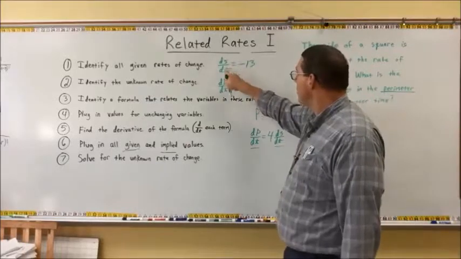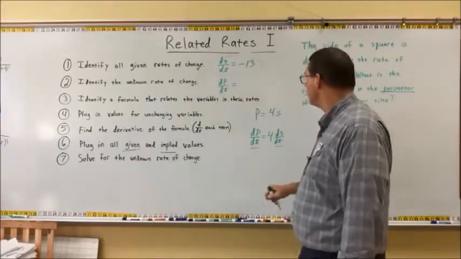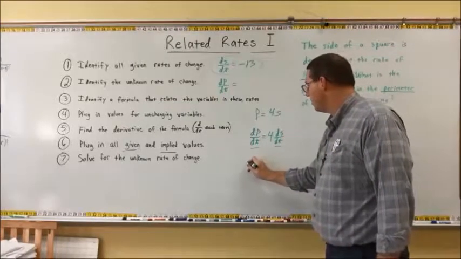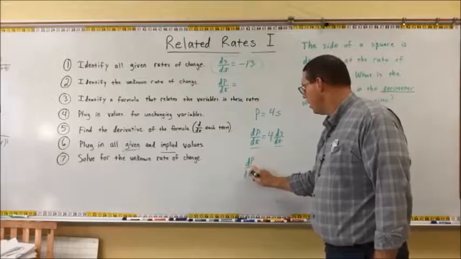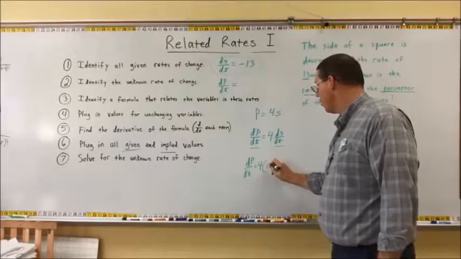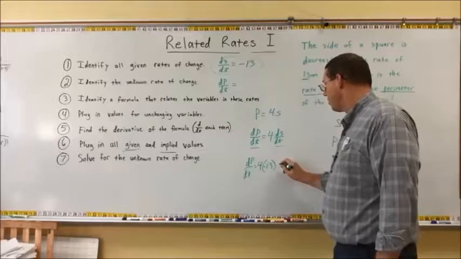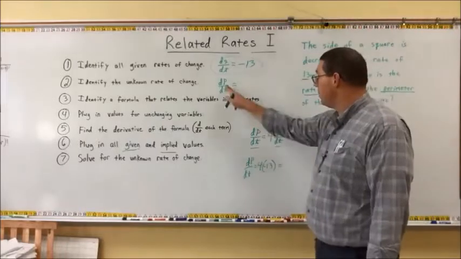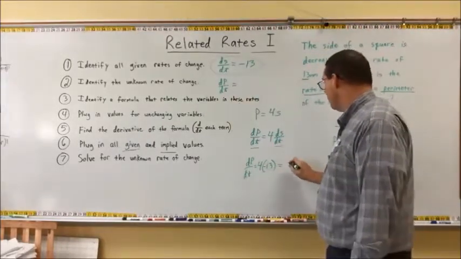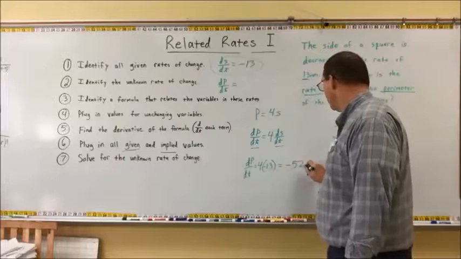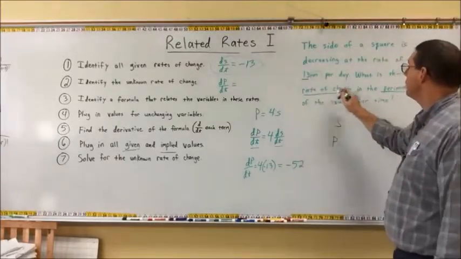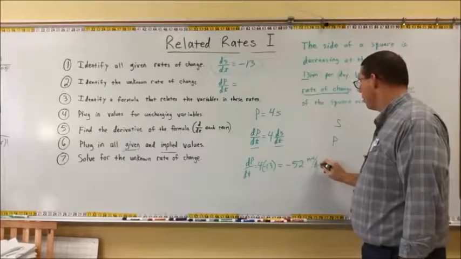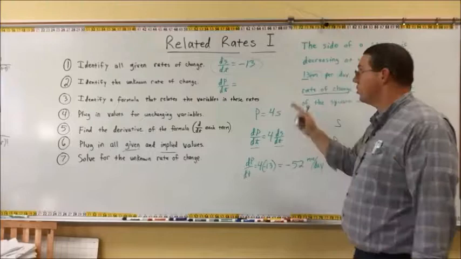Well, the question told us that ds/dt is equal to negative 13. So we're going to replace ds/dt with negative 13. So now we have dP/dt is equal to 4 times negative 13. And so step 7, solve for the unknown rate of change, solve for dP/dt. 4 times negative 13 is negative 52. And we're dealing in millimeters over days. So it's negative 52 millimeters per day. That is our rate of change in the perimeter.